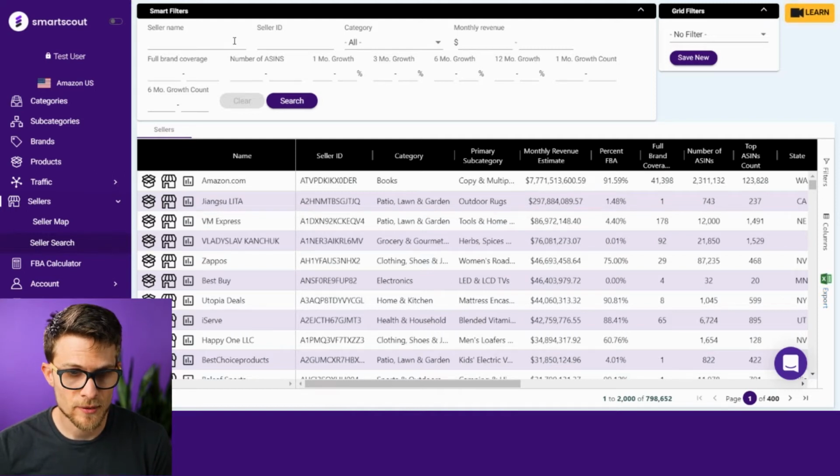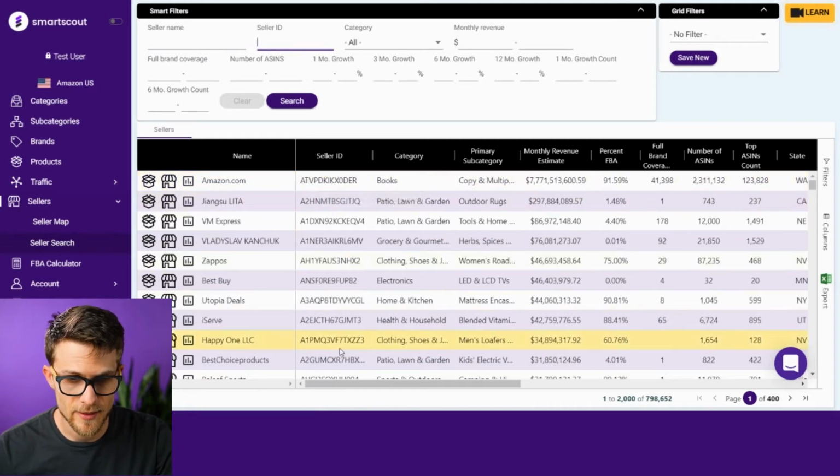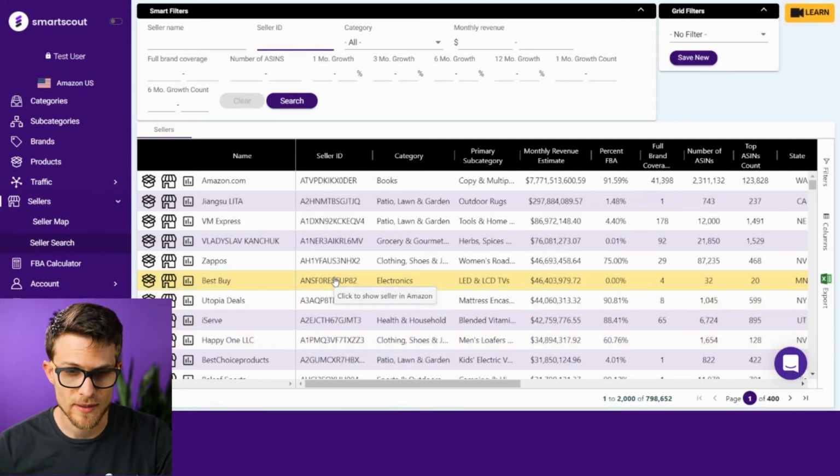So when we're doing our searches, you can look for a specific seller if you have somebody in mind. The seller ID is this here. It's kind of like an ASIN for the seller, so it's unique. Chances are you don't actually know anyone's seller ID, but if you do, this is the guaranteed way to get the exact right person.